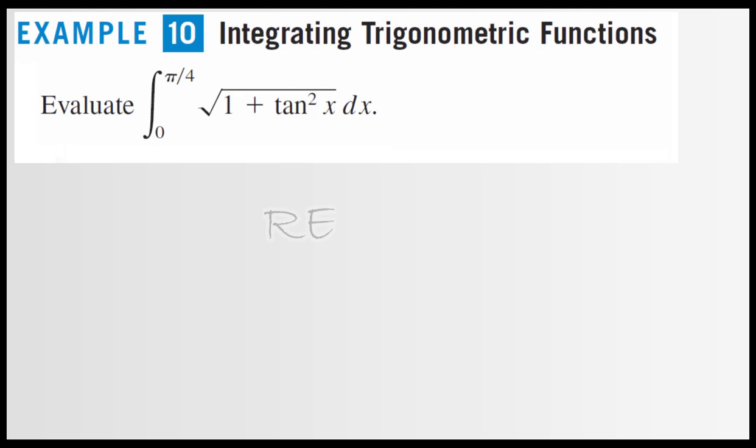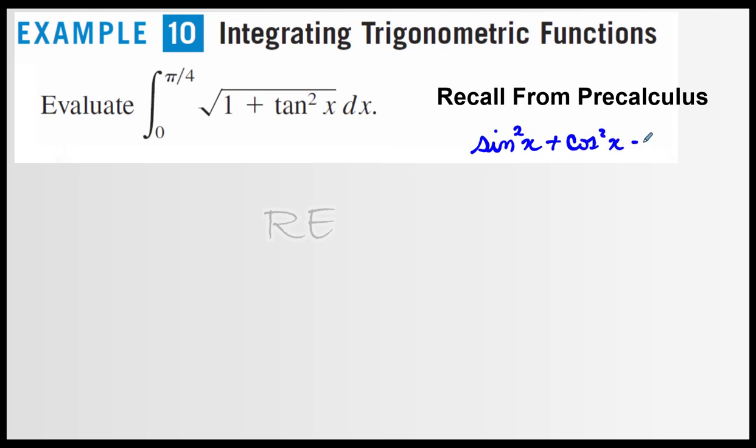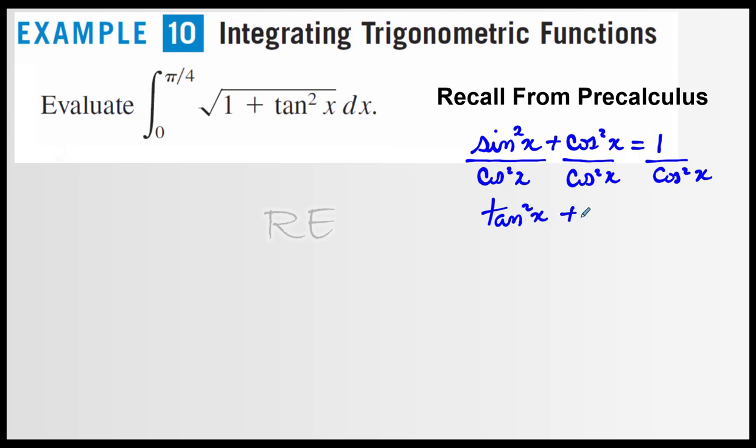We're taking the integral from 0 to pi over 4 of the square root of 1 plus tan squared x dx. Students should recall from pre-calculus that sine squared x plus cosine squared x is equal to 1. If we divide by cosine squared x, we'll have sine squared x over cosine squared x plus cosine squared x over cosine squared x is equal to 1 over cosine squared x. Sine squared x over cosine squared x is tangent squared x. Cosine squared x over cosine squared x is 1. And 1 over cosine squared x is secant squared x.